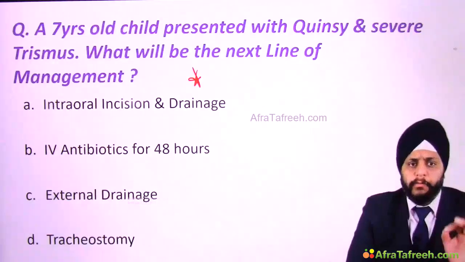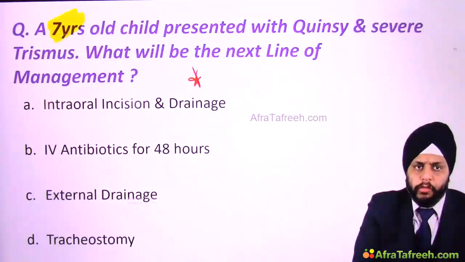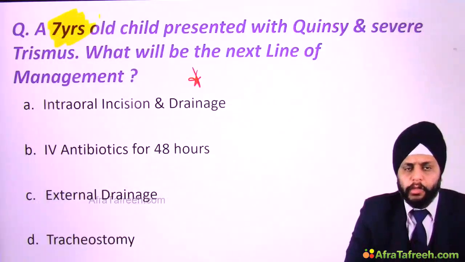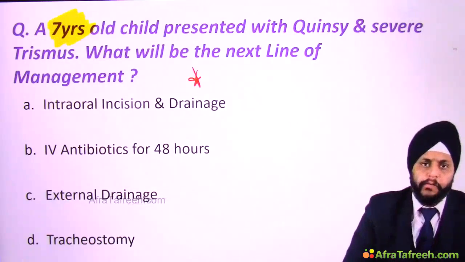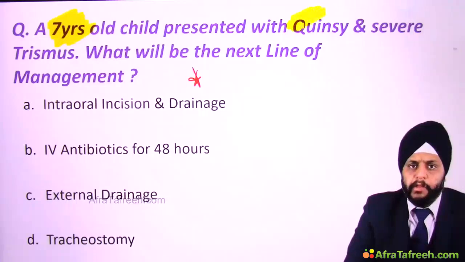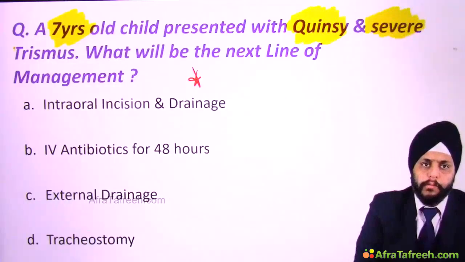You see, every word of this question is important. How? Let's see. 7-year-old child. I'll break down the question. That's how I always solve it. I always break it down into different parts. So, a 7-year-old child presents with quinsy and severe trismus.